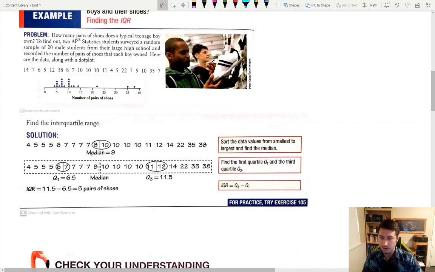Now for our quartile 1, Q1, and Q3. So we basically just find the median again. We've got 10 numbers on the left, split it in half, 5 and 5, which means we have to go between the 5th and 6th number, which is 6.5. And the same thing on the right, 1, 2, 3, 4, 5, between the 5th and 6th number gives us our Q3, which is 11.5. Then you subtract Q3 minus Q1 to find that our interquartile range is 5 pairs of shoes. So the interquartile range for these 20 male students is 5 pairs of shoes.